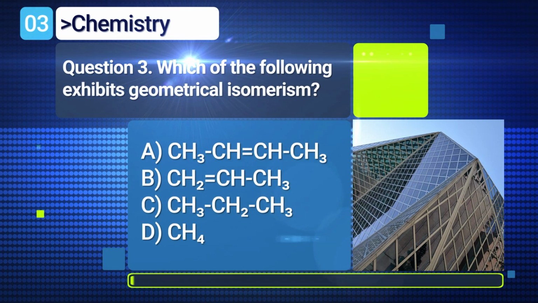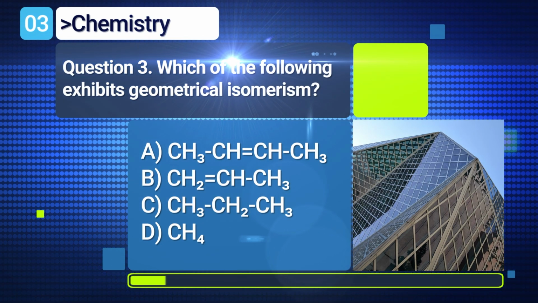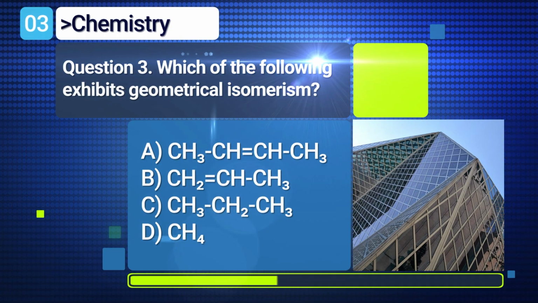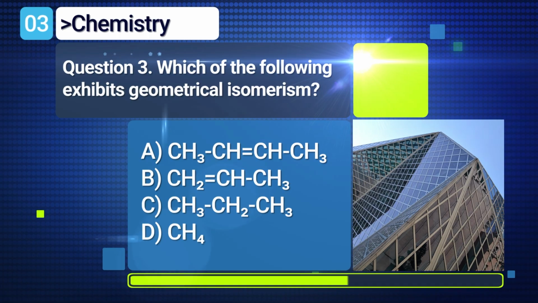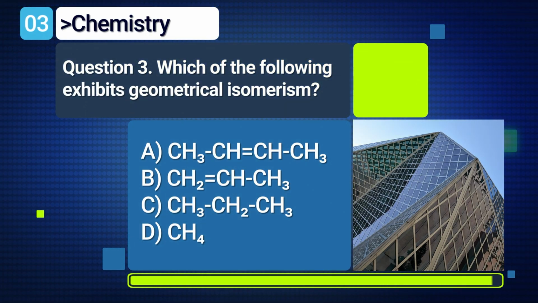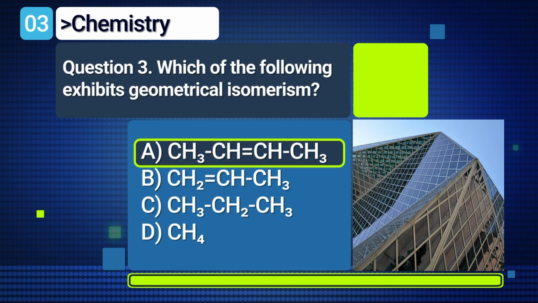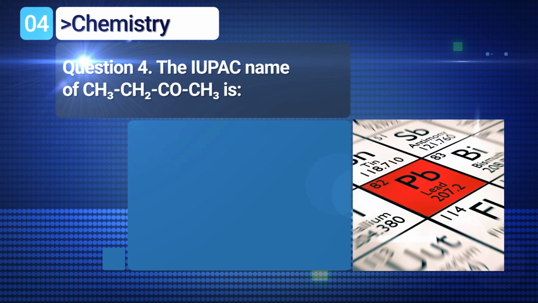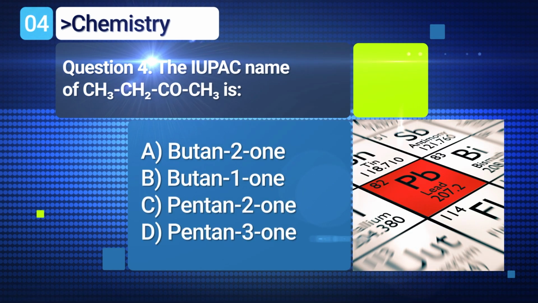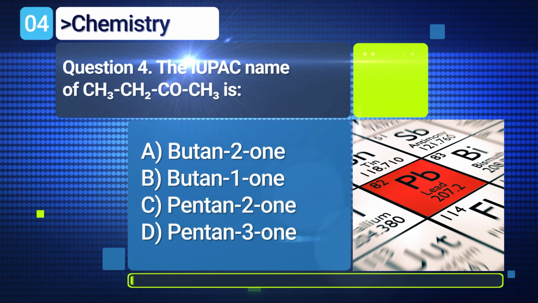Question 3. Which of the following exhibits geometrical isomerism? A. CH3, CH3, B. CH2, CH3, C. CH3, CH2, D. CH4. Answer A. CH3, CH3.